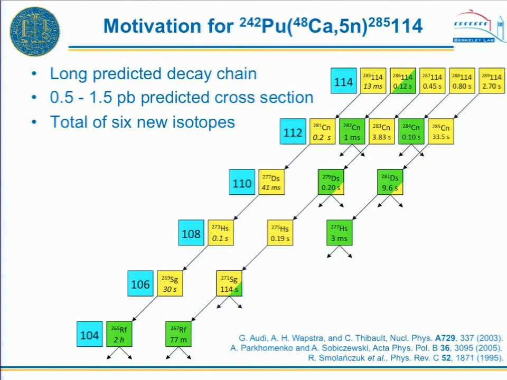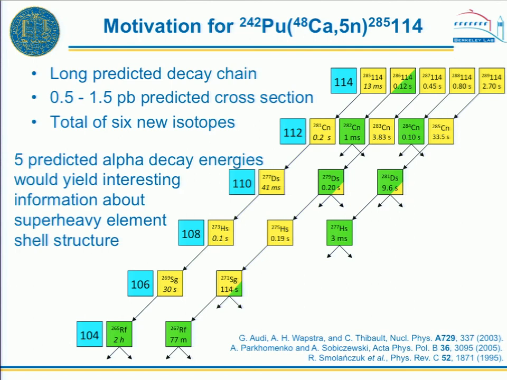The cross-sections predicted for this nuclear reaction were low, 0.5 to 1.5 picobarns. We're now talking many orders of magnitude lower. Experiments like this are very difficult to do, and you end up producing only 1 or 2 atoms of it in, say, a week-long irradiation. However, because it would be 6 new isotopes, and for 5 of them we would be able to measure the alpha-decay energy, it was a very high discovery potential experiment.